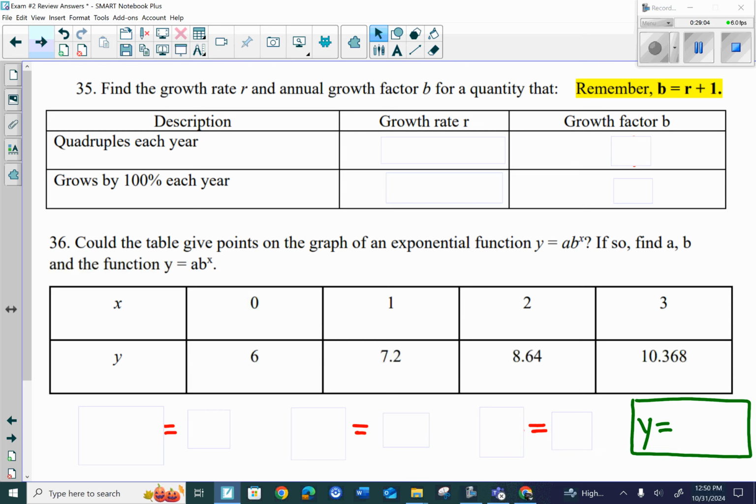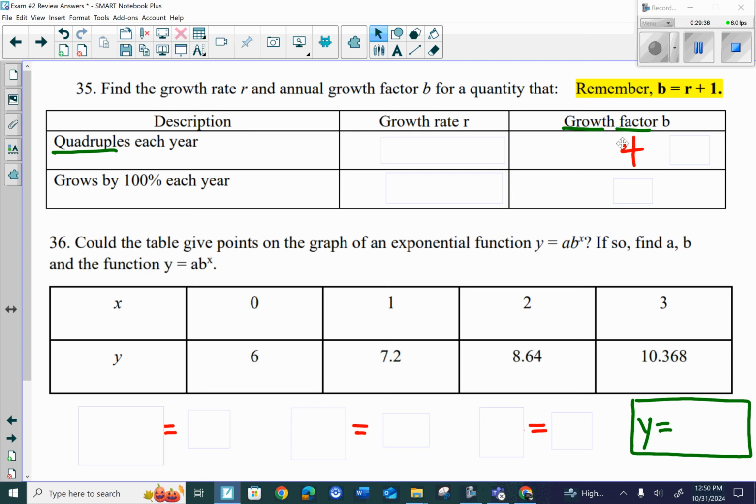Number 2, find the growth rate, r, or annual growth factor, b, for a quantity that quadruples each year. So now we're looking at interpreting the growth factors and rates from a word description. The growth factor is what would be known here by the quadrupling idea. This gives us really the growth factor. So I would say the growth factor is 4, because it quadruples each year.